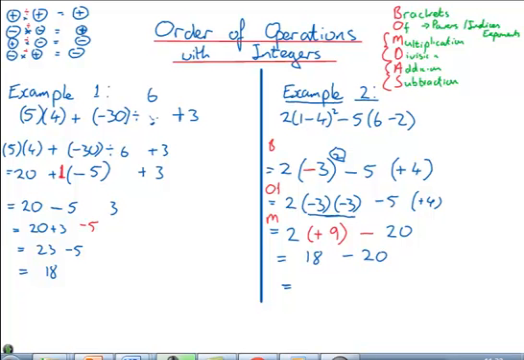So when the signs are different, that's a plus 18 and a minus 20. We take the sign of the bigger number, that's going to be the sign of the answer, and we subtract the smaller number from the bigger number, so we get minus 2 as our answer. And that's how you do these order of operation problems with integers.